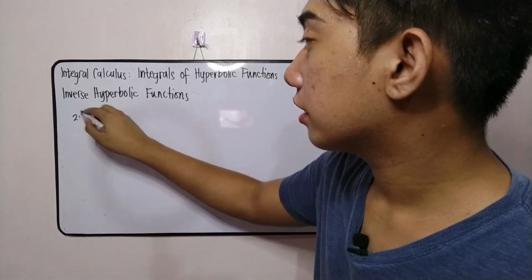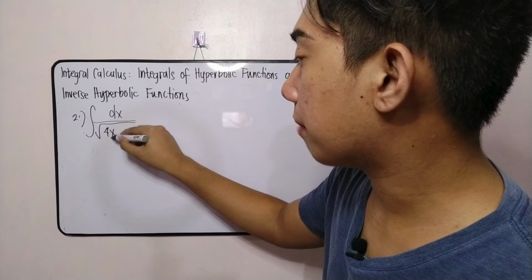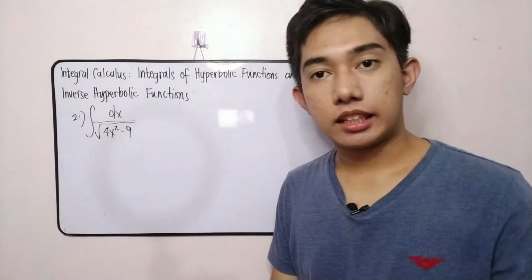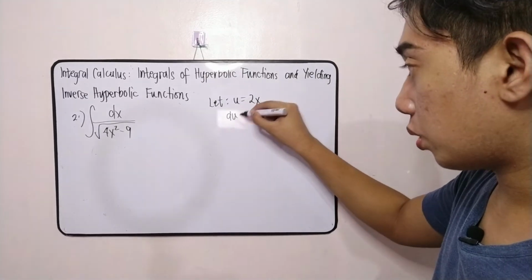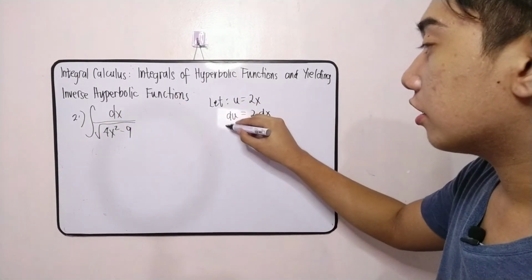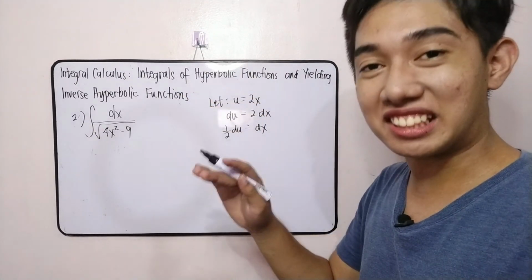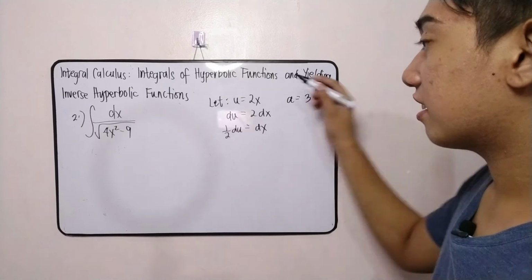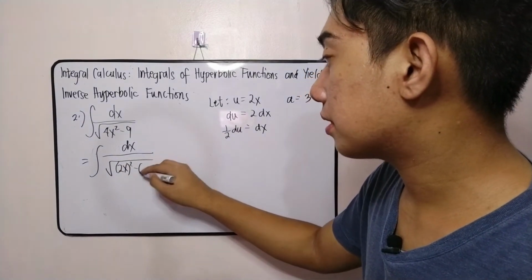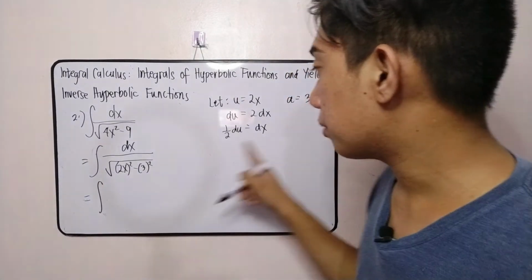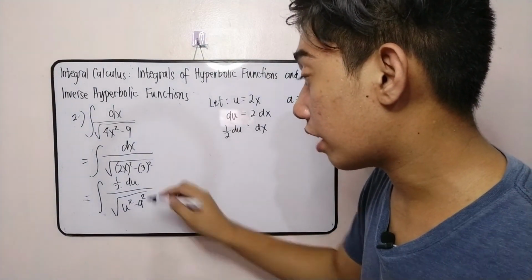So, for our second example, we have the integration of the square root of 4x squared minus 9. Again, sa palagi natin ginagawa, use substitution. So, let u is equal to 2x. du is equal to 2 dx. Then, since no 2 here, we will divide both sides by 2. So, 1/2 du is equal to dx. And our a here is 3. So, we solve dx over the square root of quantity 2x squared minus quantity 3 squared. Then, we substitute. So, we have 1/2 du all over the square root of u squared minus a squared.